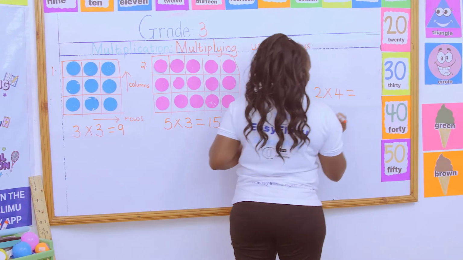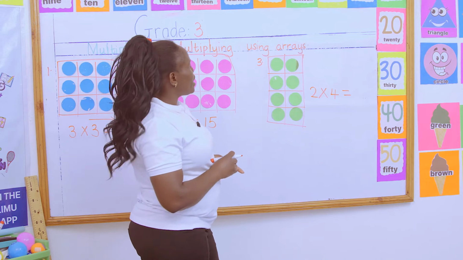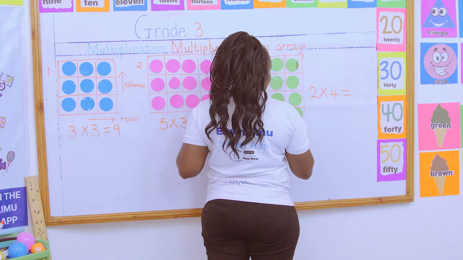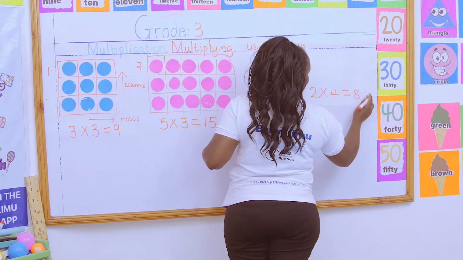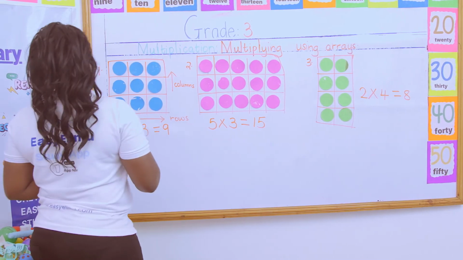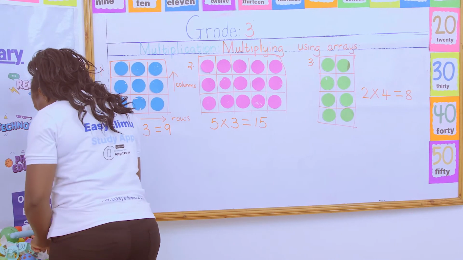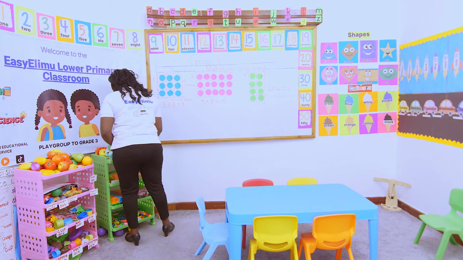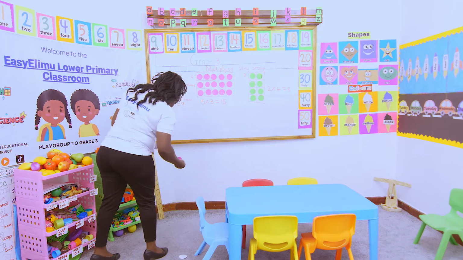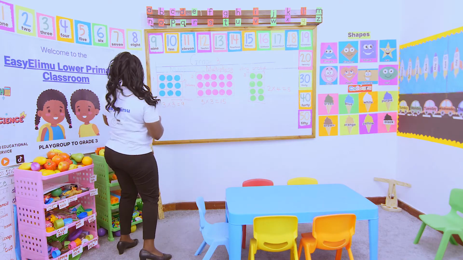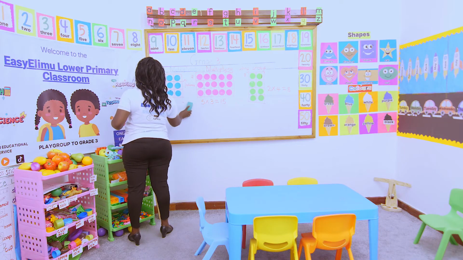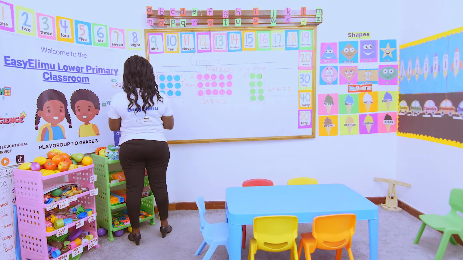So how many green balls do I have altogether? 1, 2, 3, 4, 5, 6, 7, 8. So I have 8 green balls. What if someone comes here and does this? Let's see. Now we have someone adds here. I have done this as an example, and I want someone now to try it on his own.